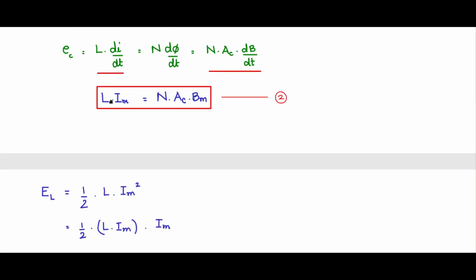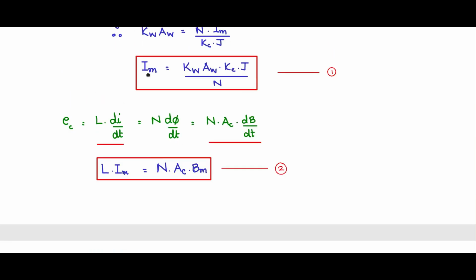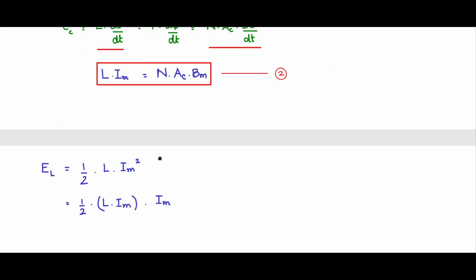Now let us evaluate the energy stored in the inductor. What is the maximum energy stored in the inductor? Half L Im square, max current square. So I can write it as half L Im, and I will group this together into Im. We have developed relations for L Im, wherein L Im is related to Ac, and we also have a relation for Im which is related to Aw. We will substitute these two relations here.